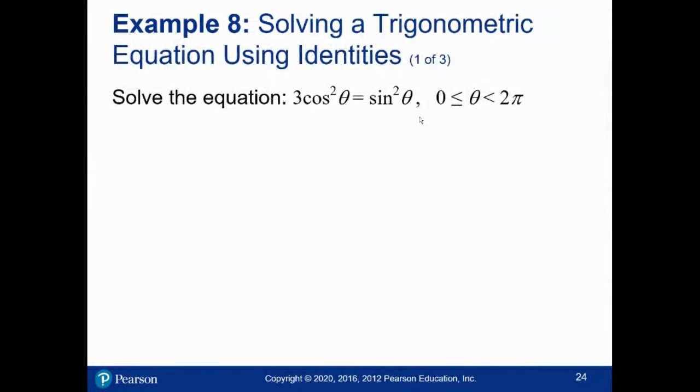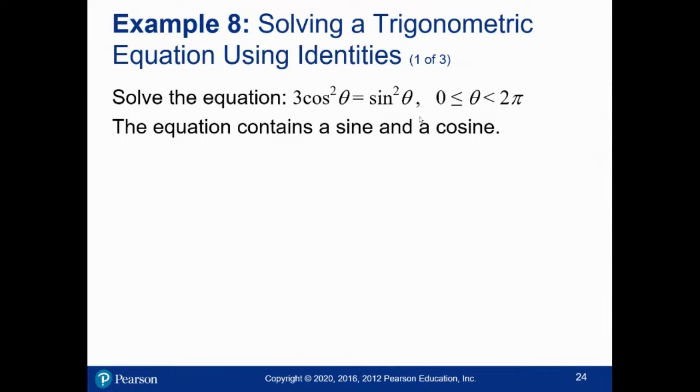Okay, how about this one? 3 times cosine squared theta equals sine squared theta. This is kind of a silly example because, well, you'll see. And again, we're looking for answers between 0 and 2 pi. So we have a sine and a cosine.